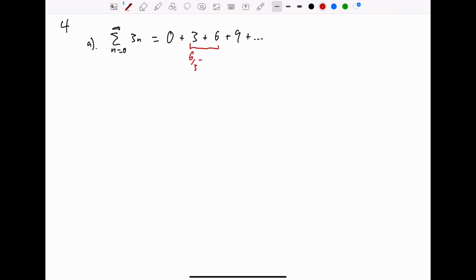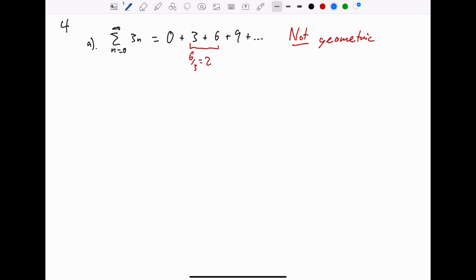6 divided by 3, that's 2. So in order for this to be geometric, we would have to have the same ratio from the term 6 to the next term. So if I multiply 6 by this ratio of 2, I would get 12, which is not 9. So this series is not geometric. There is not a common ratio between the terms. Let's look at the next series.